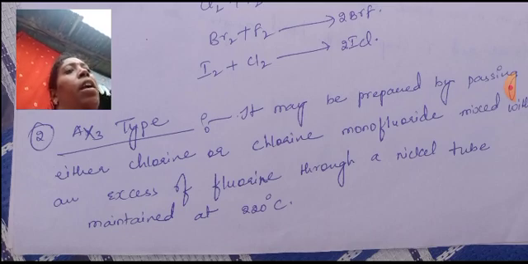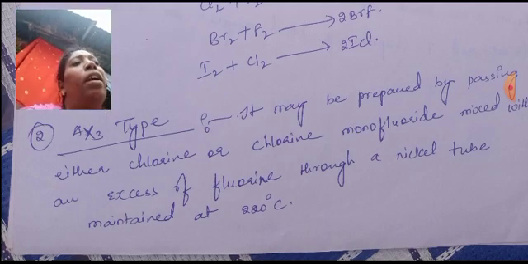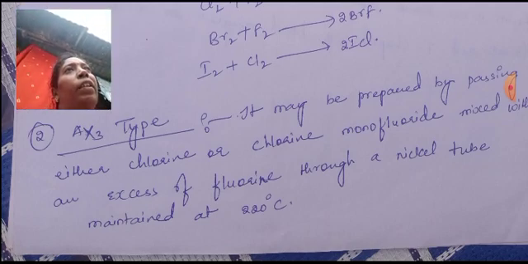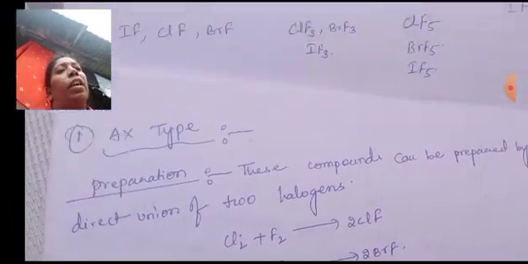In this metal nickel tube, you add chlorine or chlorine monofluoride, and it is mixed with an excess of fluorine. So you need to add excess of fluorine. When you add an excess of fluorine and maintain the temperature at 220 degrees, you get the product as AX3 type. So we'll see the reaction of this AX3 type.